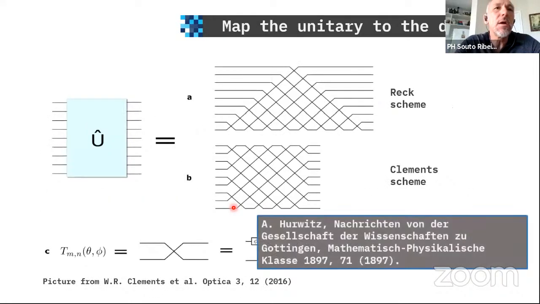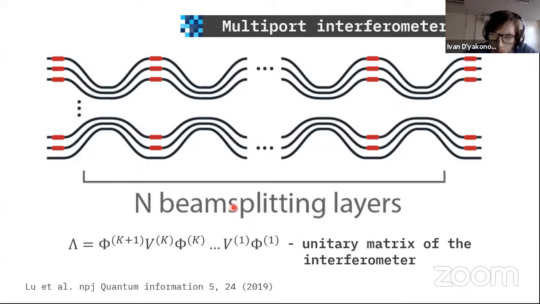Because I was which one? This one, yes, or the next one. Yeah, this one, NB splitting layers.